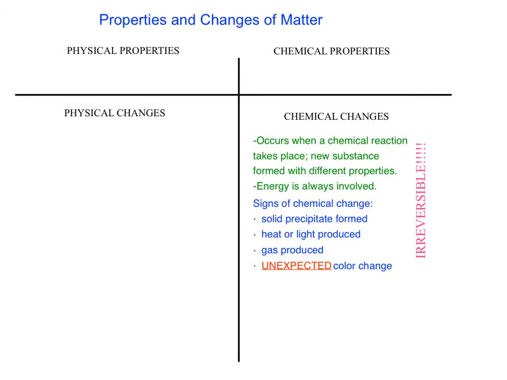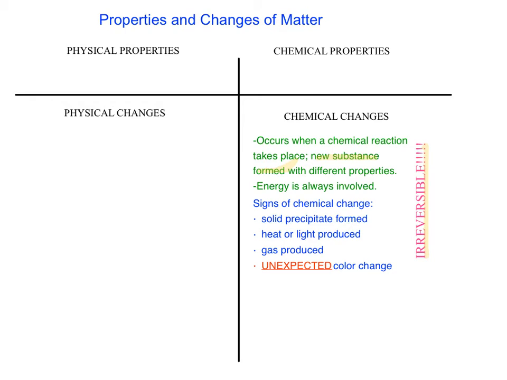In the last quadrant are chemical changes. This occurs when a chemical reaction takes place. So a new substance is formed with new properties. Energy is involved, whether it's being absorbed or released, and these things are typically irreversible. So they happen, we've got a new substance made, you can't really reverse it.